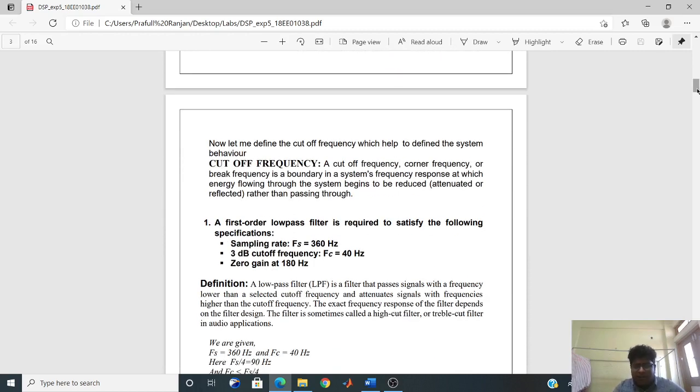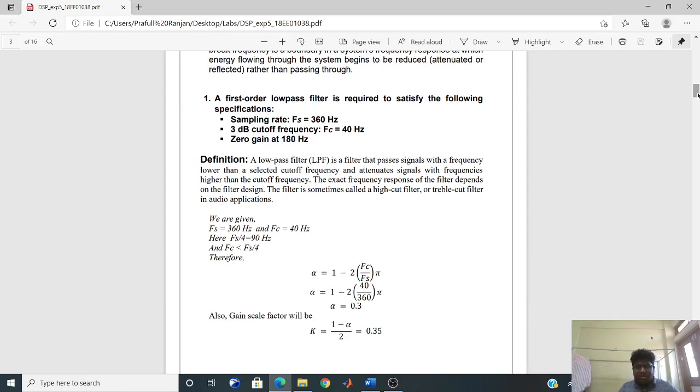So now, what is cutoff frequency? A cutoff frequency, also known as corner frequency or break frequency, is a boundary in a system's frequency response at which energy flowing through the system begins to reduce rather than passing through. So we put a value such that above it the signal passes, and below it, it is attenuated. Correspondingly we can get the values of frequencies. Now let's move to the question.